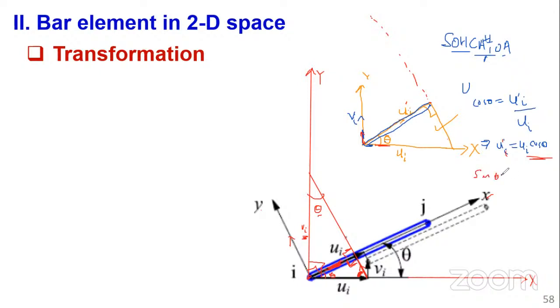So we can say sine theta is equals to opposite, which is U prime I over hypotenuse. Remember, we are using this right angle triangle. We are using this angle on the top, on the upper part of this element. So this side VI is a hypotenuse. Therefore, U prime I is equals to VI sine theta.